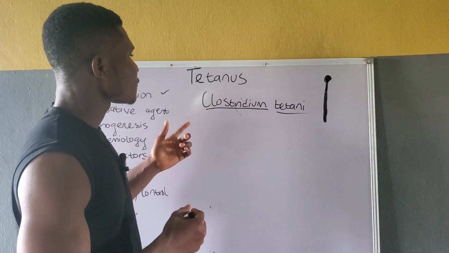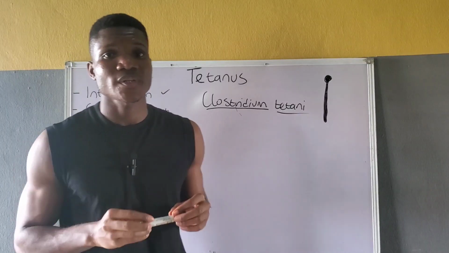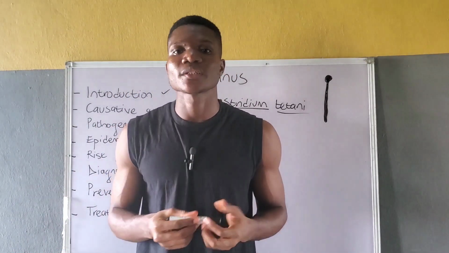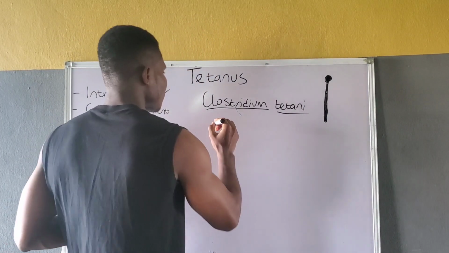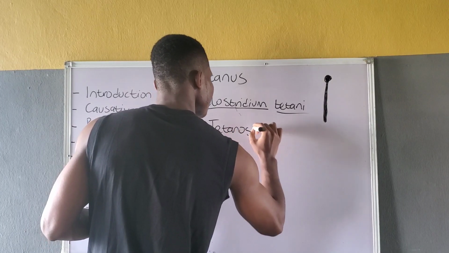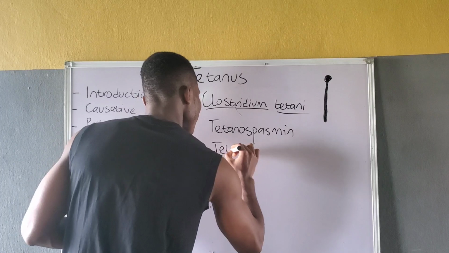The bacterium Clostridium tetani releases two toxins, and it is these toxins that it utilizes to carry out its pathogenesis. These toxins include tetanospasmin as well as tetanolysin.